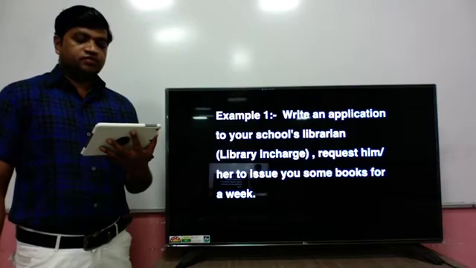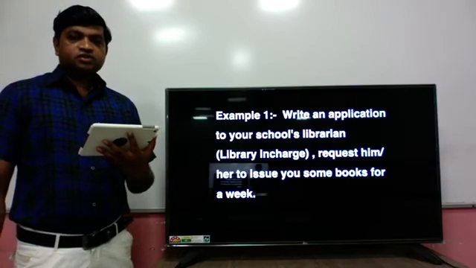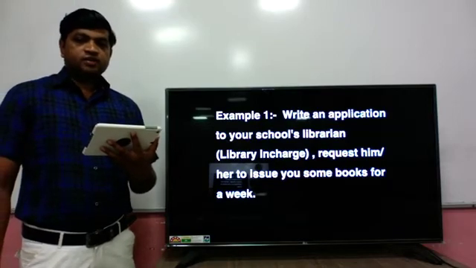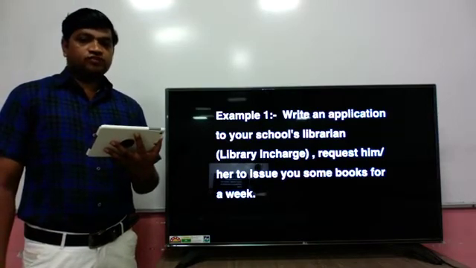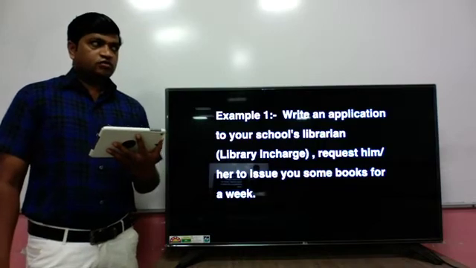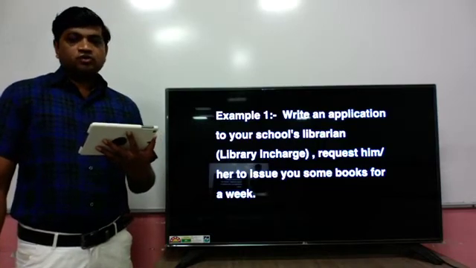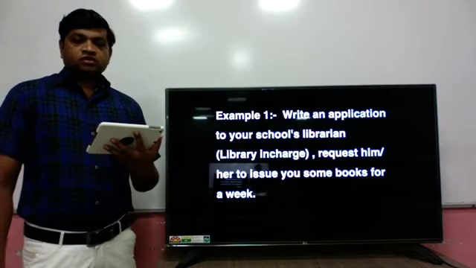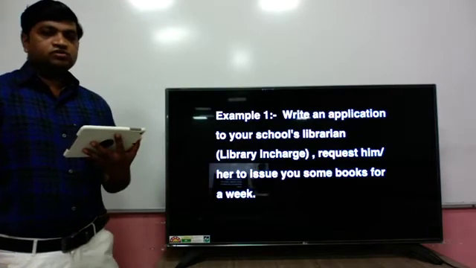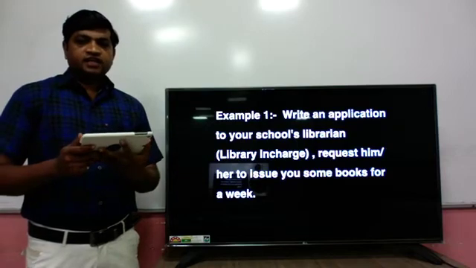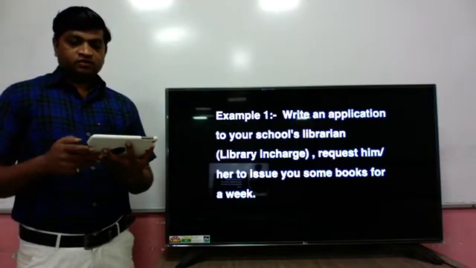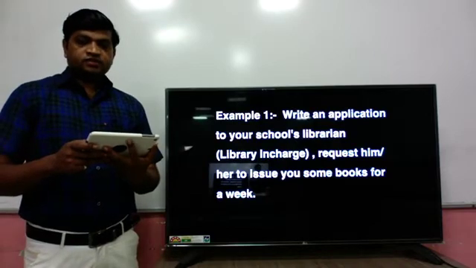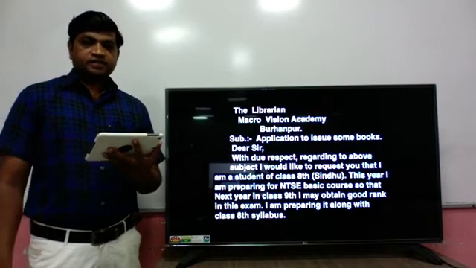So first example: write an application to your school's librarian, library in charge. Request him or her to issue you some books for a week. Means here you have to write an application to your school librarian and request him to issue you some books because you need those books urgently, and after some time you can submit the books again. So let's see the answer of this application.